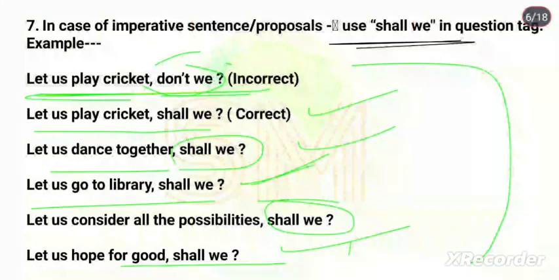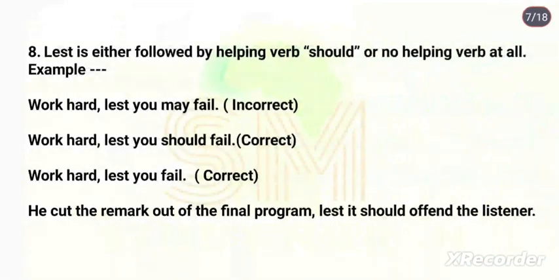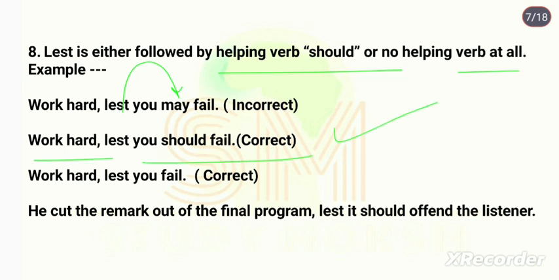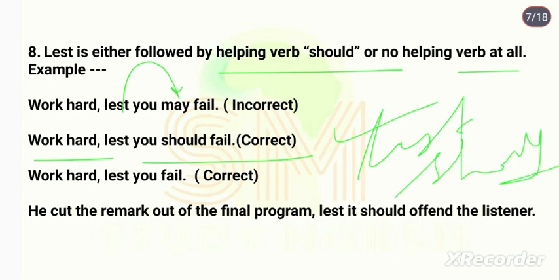Next, lest is either followed by the helping verb should or no helping verb at all. This is the rule. Like the word lest: work hard lest you may fail. This is incorrect. Why? Because lest should be followed by should. Work hard lest you should fail. This is correct. Lest and should form a pair. Lest should. Work hard lest you fail.